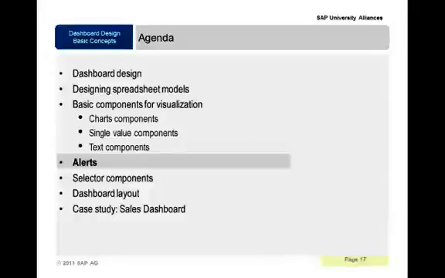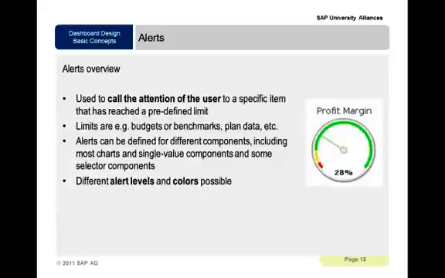Okay, the next component we're going to look at is alerts. Alerts are very common on a dashboard. They are used to alert the users, to call their attention to a particular item, such as profit margin, which can be a very important key performance indicator to a manager.